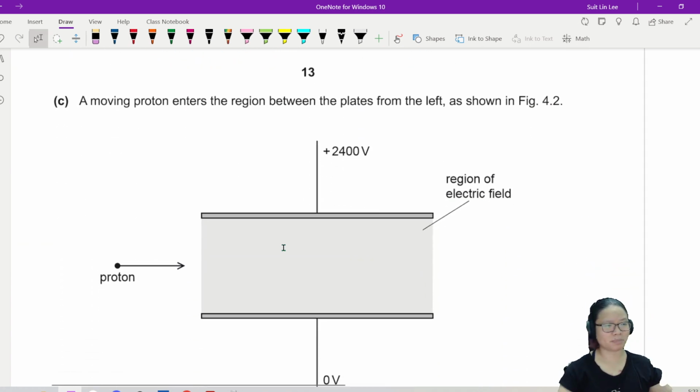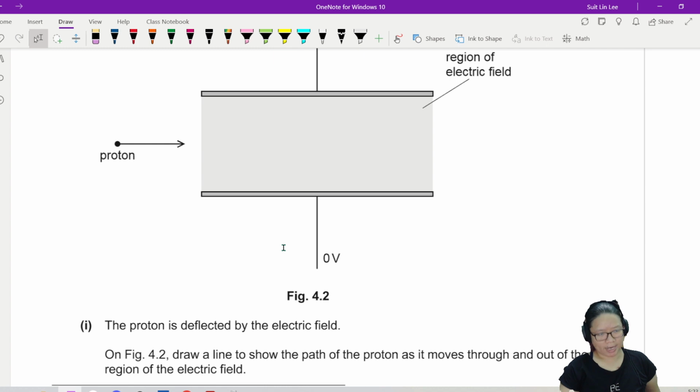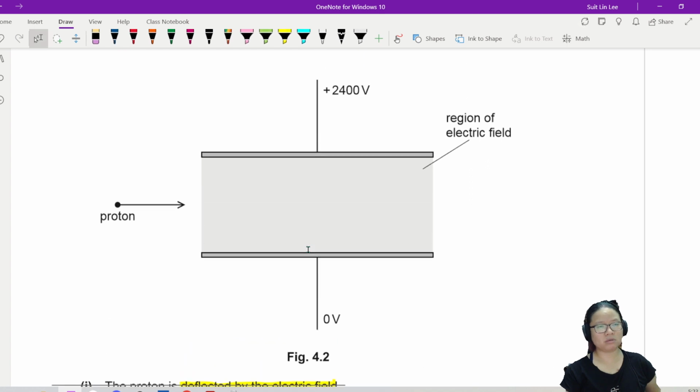Let's look at part C. A moving proton enters the region between the plates. The proton is deflected by the electric field. On figure 4.2, draw a line to show the path of the proton as it moves through and out of the region of electric field. Obviously, the proton will be pushed away from the positive plate and attracted to the 0 volt low potential.